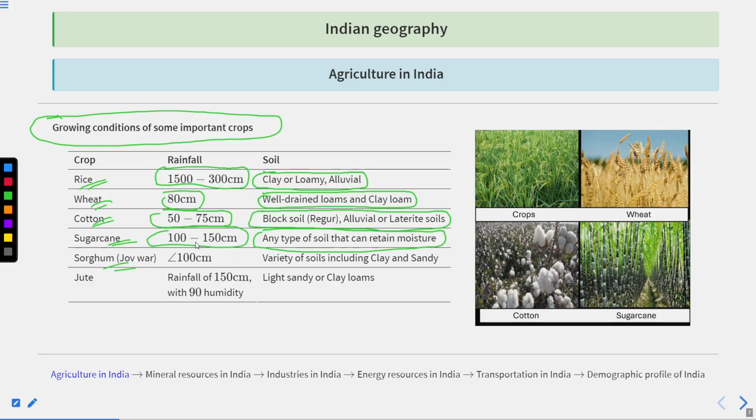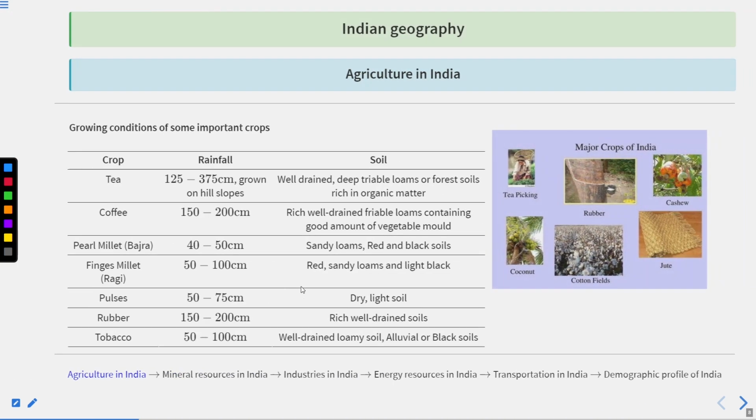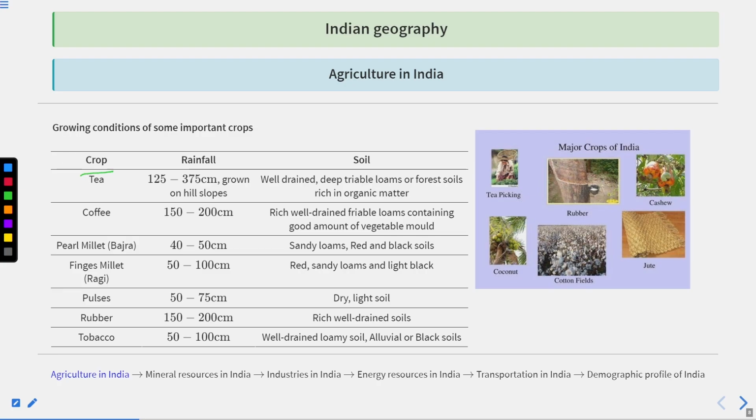Sorghum or jowar, less than 100 centimeters of rainfall. A variety of soils could include clay and sandy. Jute, rainfall may be about 150 centimeters with 90% humidity. Light sandy or clay loam soil. Tea, rainfall required is 125 to 370 centimeters. Grows on hilly slopes. Well-drained, deep friable loams of forest soil which is rich in organic matter.